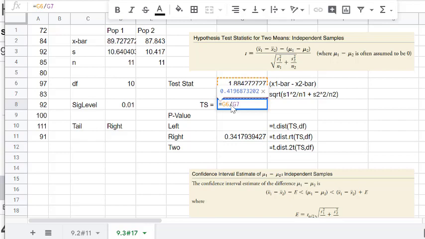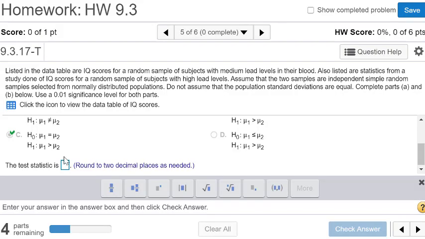Okay, so let's fill in some values. I think the first thing they ask for is the test statistic. So let's punch that in. They want this rounded off to two decimal places. So we got 0.419. Let's call that 0.42.